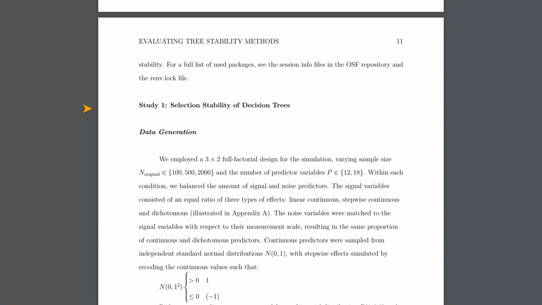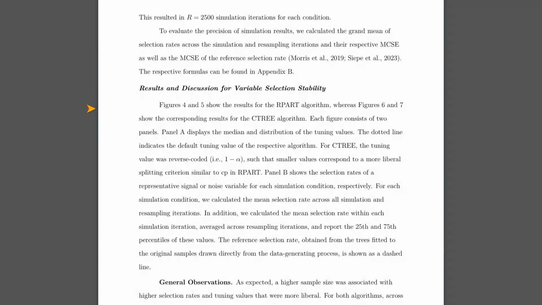Subsampling, on the other hand, produced selection rates closer to the reference, but sometimes a bit too conservative, meaning it might miss real relationships. The paper highlights that CTREE's reliance on significance tests makes bootstrapping particularly problematic, as repeated observations in bootstrap samples can falsely inflate the significance of a split.